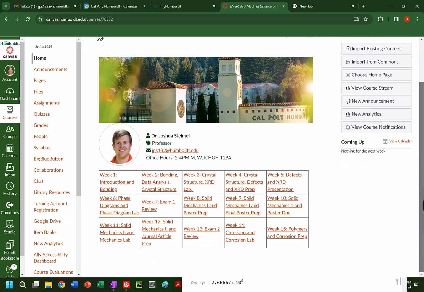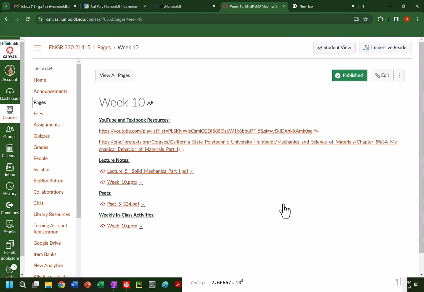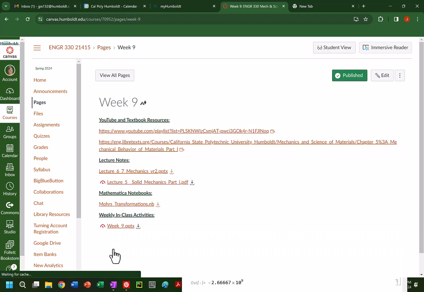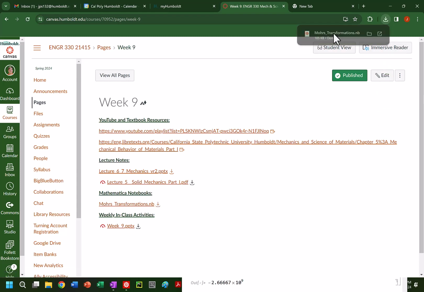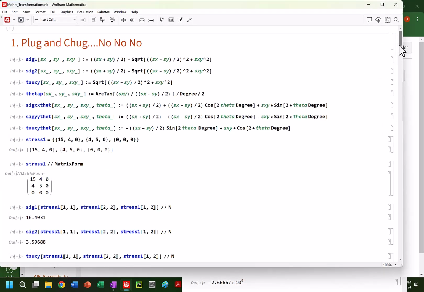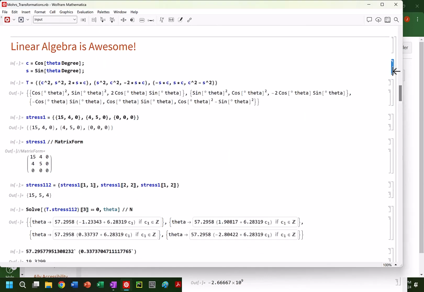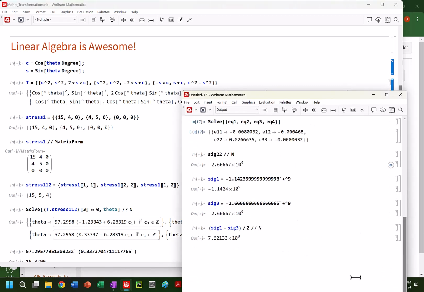So we can actually look at several things. I would say it's probably solid mechanics this week. Probably was the last week. Let's go back to pages. Excuse me. Week 9. Oops. More transformation notebook. So again, if we're going to do our rotations, I don't want plug and chug. I want to do linear algebra. So we're going to go here. We're going to set these values, and then we're going to pull out.